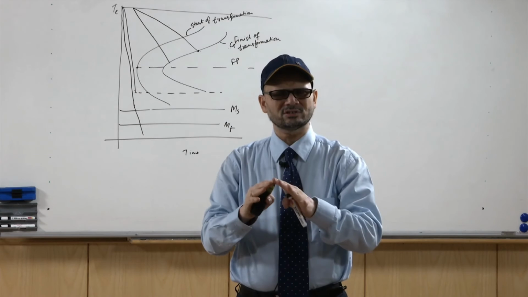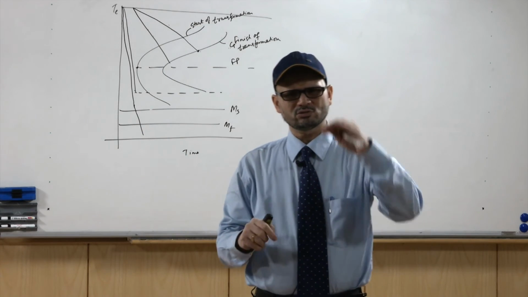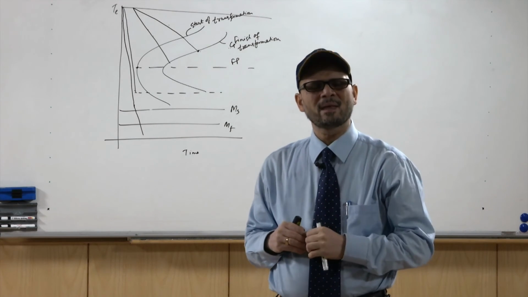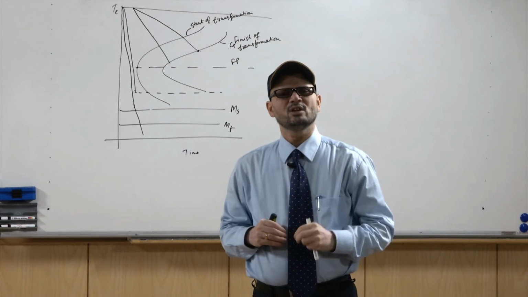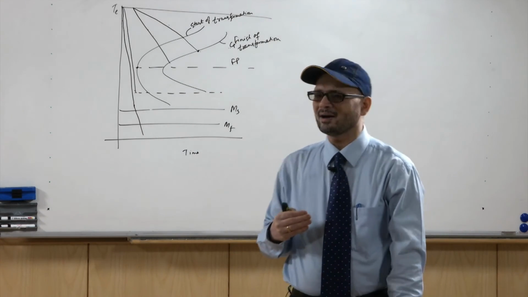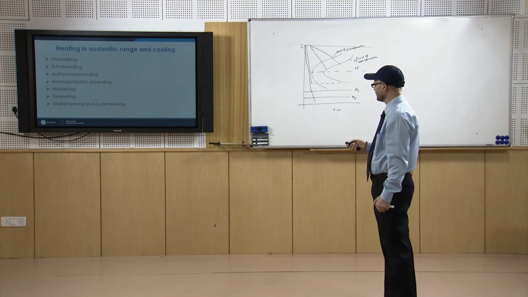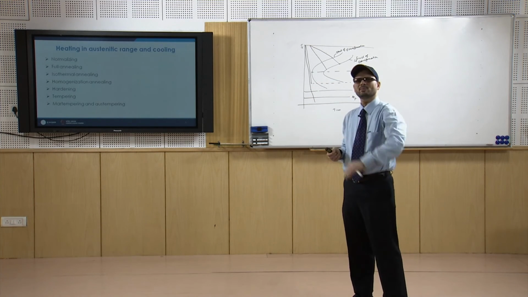at all the positions, all the points, and then once you are cooling in between the MS and MF range, in that case a total martensite structure is formed. So, this way you get martensite which is not extremely hard and brittle. Austempering we have already discussed, where we are holding and going into the bainitic range.